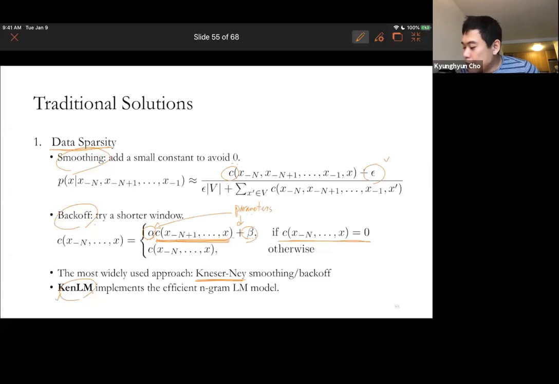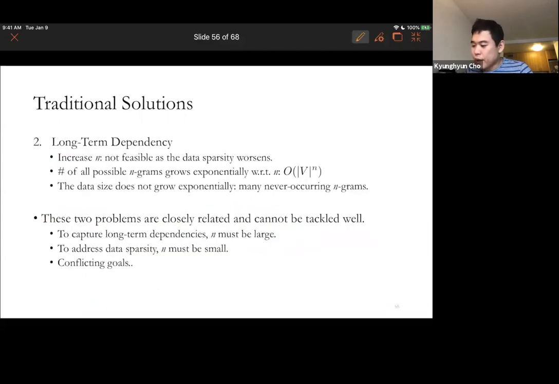And then these alphas and betas need to be selected so that when we use these backed-off counts, they are still a valid maximum likelihood estimation. It's a bit difficult to compute them exactly, but you can compute them. One way is to use Kneser-Ney smoothing and backoff, but we're not going to go into the detail because this is a traditional solution. We're going to tackle this not using this kind of smoothing or backoff, but using a neural network.